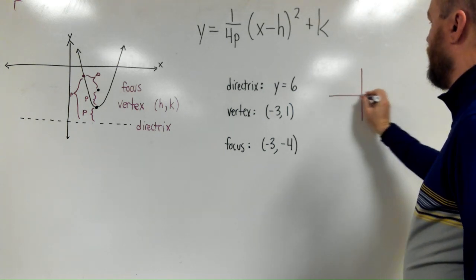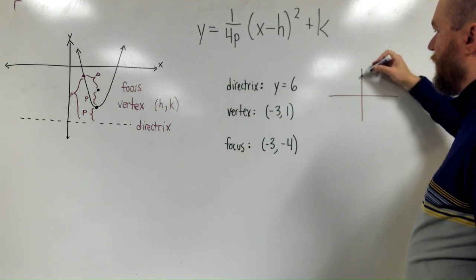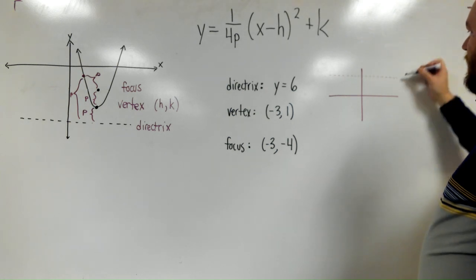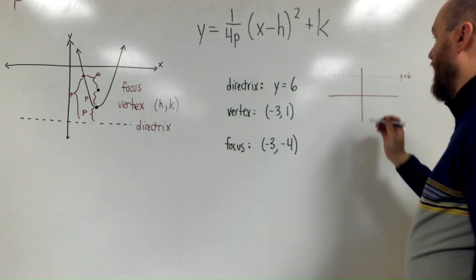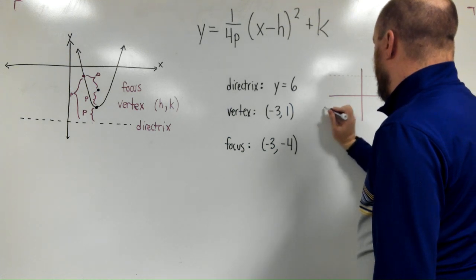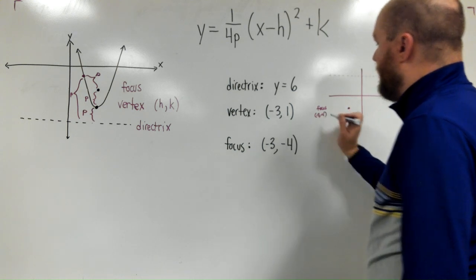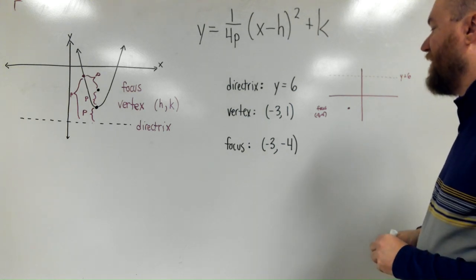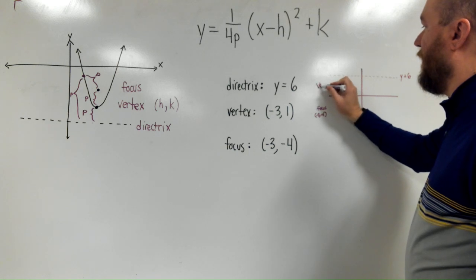So my sketch is going to look something like this. The directrix of y equals 6. If I go to the y-axis and I go to 6, the directrix is going to look like this. Let's label it 6. The focus is (-3, -4). So we're going to label that right there. I'll just label it focus out here, just so it's not in the way. And I know that's small, but you know that's the focus. And then the vertex is (-3, 1). So the vertex is right there. I'm going to label that one a little bigger.